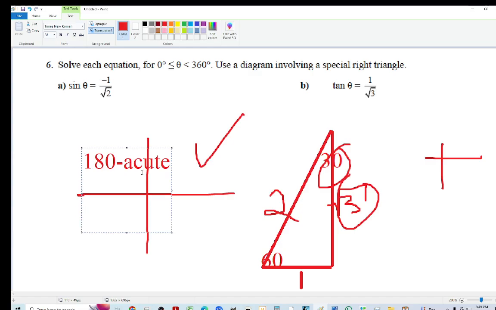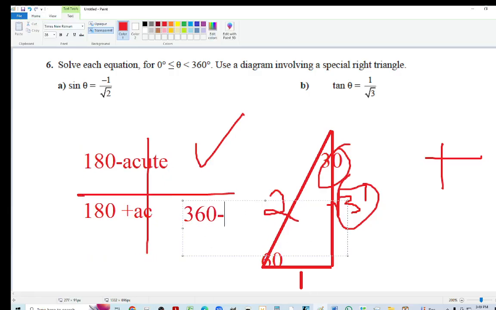This quadrant is always going to be acute angle, 180 plus the acute angle. And this last quadrant over here is always going to be 360 minus the acute angle. So that's how you can always just do it. Once you figure out the special triangle that's being used, you figure out your quadrant. If it's quadrant 2, it's 180 minus the acute angle. If it's quadrant 3, it's 180 plus the acute angle. If it's quadrant 4, it's 360 minus the acute angle.